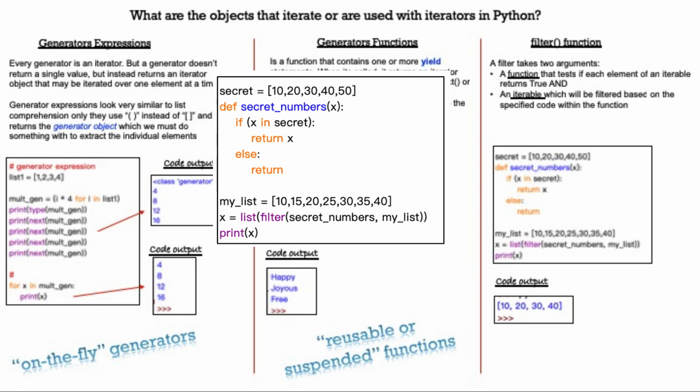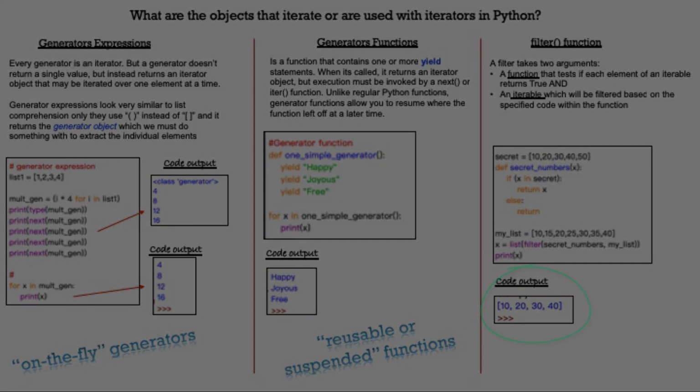My list is 10, 15, 20, 25, 30, 35, and 40. So x equals list, filter, we apply the filter, secret_numbers, my_list. So we only want it to return whatever those secret numbers are, and we set that up top, which is 10, 20, 30, 40, 50. When we evaluate my_list against that list of secret numbers used in our function, we see that it only will print back a subsection that are in our secret list: 10, 20, 30, 40.